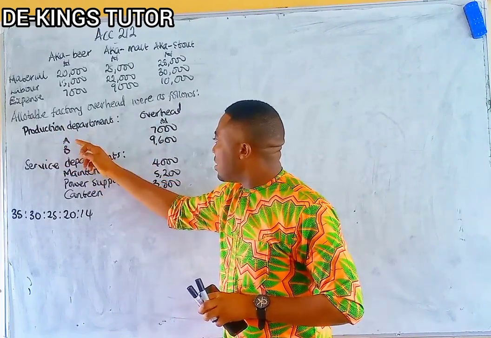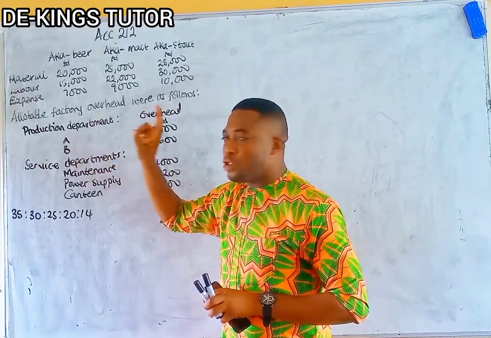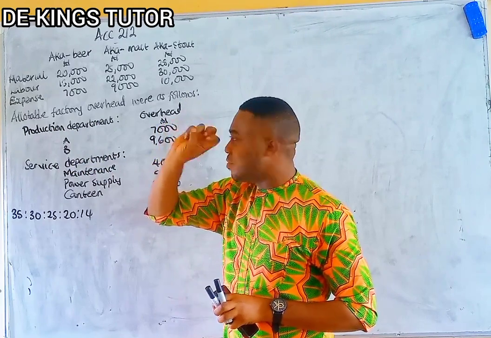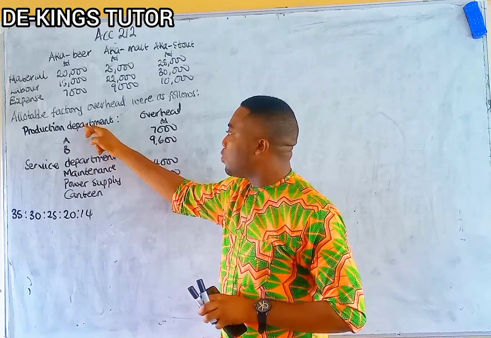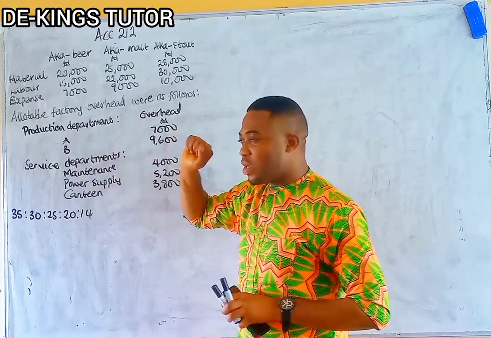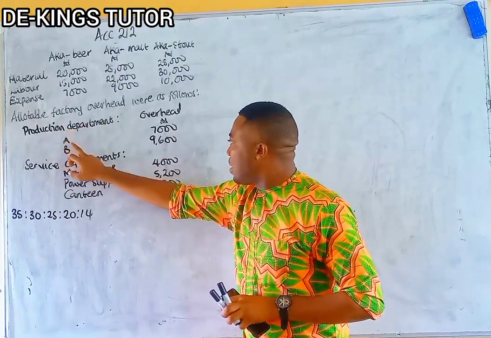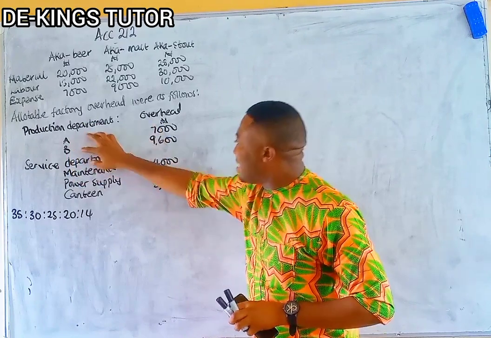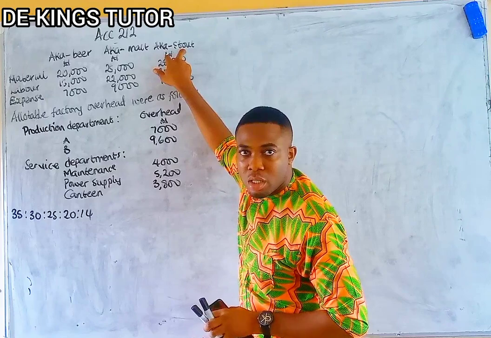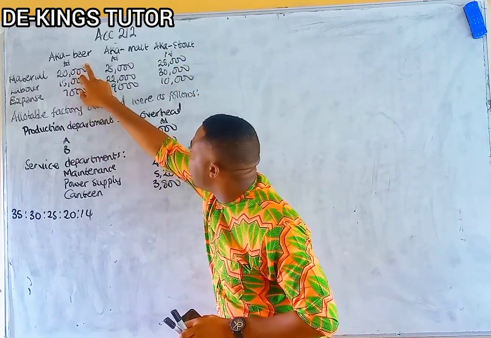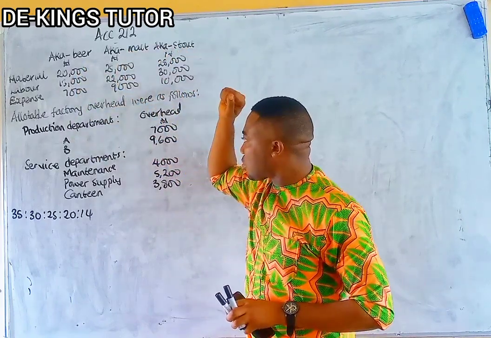They said their allocable factory overhead were as follows. Production departments A and B. I told you we have 2 cost centers, production and service, and I defined what a cost center is. Production departments A and B are the 2 departments that produce beer, malt, and stout.